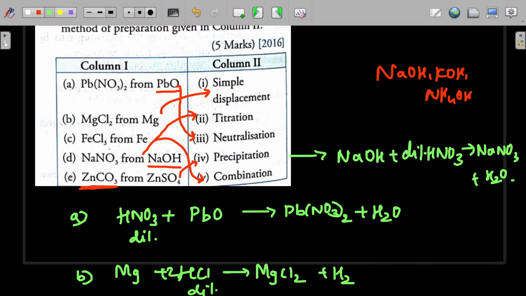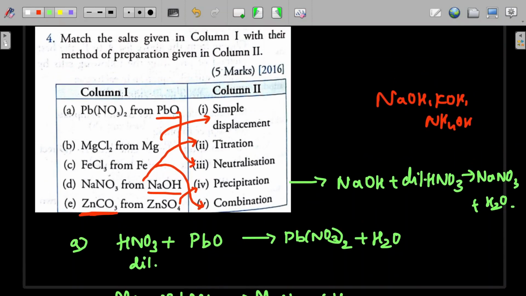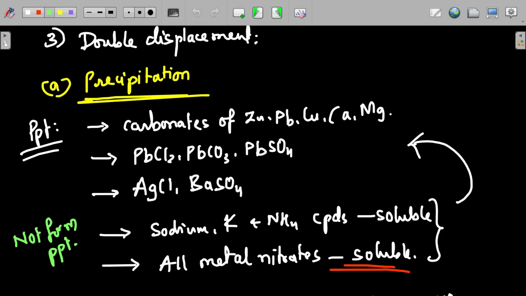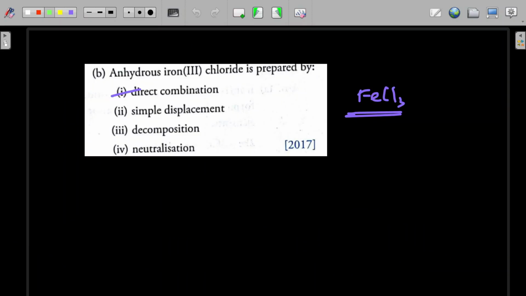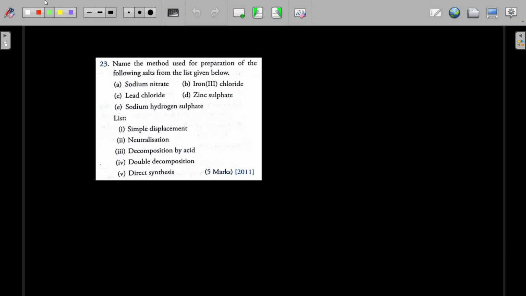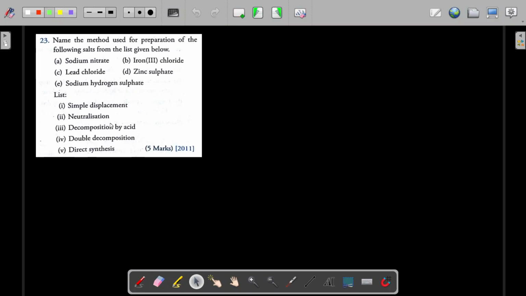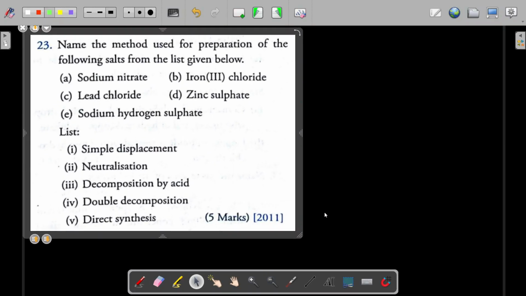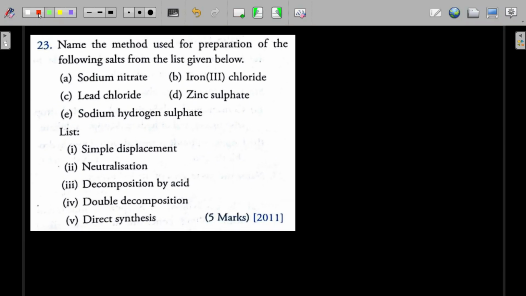Okay. So you can write this without any mistake only if you know this part, which are precipitates and which are not. Otherwise, you might get confused. Again, a similar kind of question here. You have to name the method. Just match the column kind of thing only here.